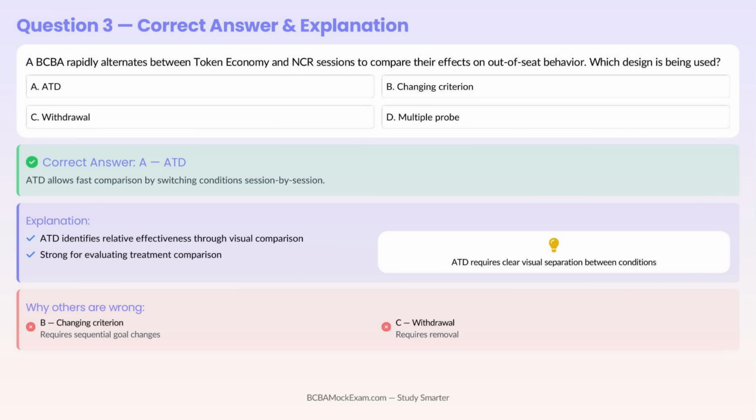Alternating treatments. This design allows fast comparison by switching conditions session by session, helping the BCBA determine which treatment is more effective. Option B is incorrect because changing criterion requires sequential goal adjustments. Option C is incorrect because withdrawal removes treatment instead of alternating it. Option D is incorrect because multiple probe involves intermittent baseline collection rather than rapid alternation. The fast switching pattern clearly identifies an alternating treatments design.